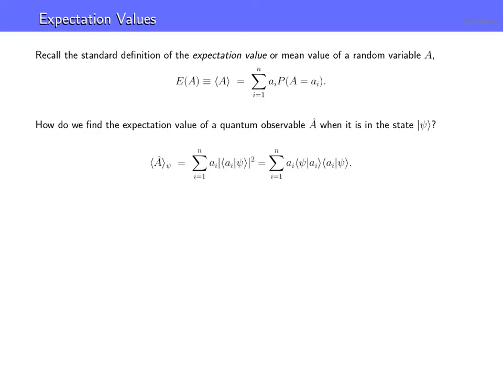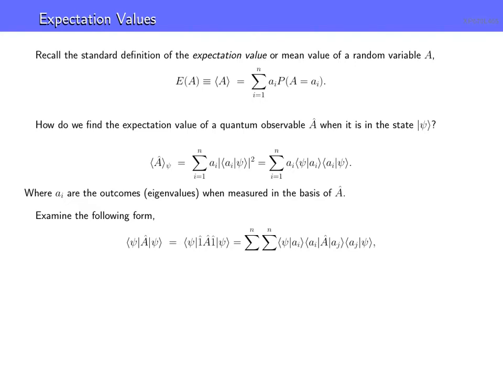Now, it's going to be useful for us to unpack this modulus square as follows, where, remember, all we do is take the complex conjugate times that, and that just means flipping the bra and the ket around, the inner product. And we want to examine this to see if we can express it in a more compact way. Well, we're going to work from the answer backwards. So we want to look at the following form. And again, the A_i are the outcomes, or the eigenvalues, expressed in the basis A.